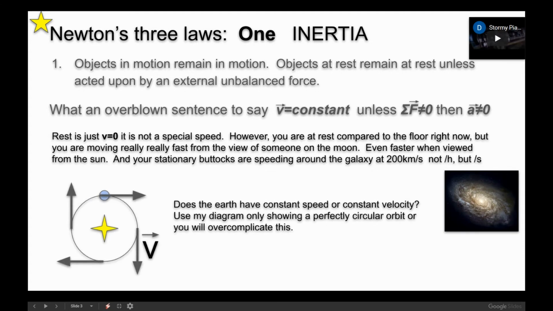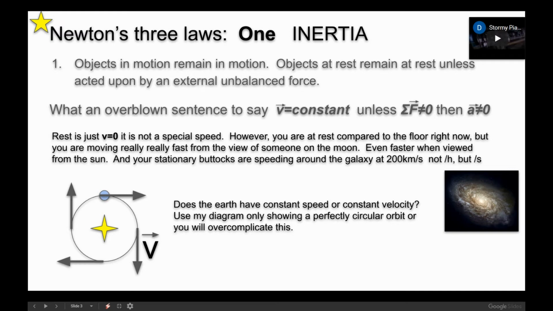Does the Earth have constant speed or constant velocity around the Sun? Don't worry that the Earth's orbit is slightly elliptical. If you're a kid who's more interested in astronomy and you know there are small little wobbles, let's just base it on my drawing, that the Earth is in a perfectly circular orbit going around the Sun. Here are the 4 velocity vectors. The speed vectors are the same. If the Earth is in a circular motion, then the speed is constant. The velocity is not. This is because the direction is changing.